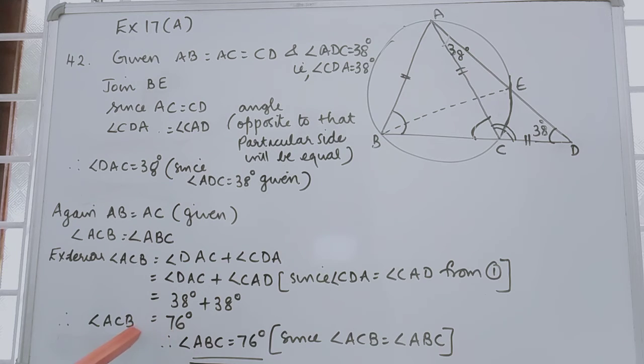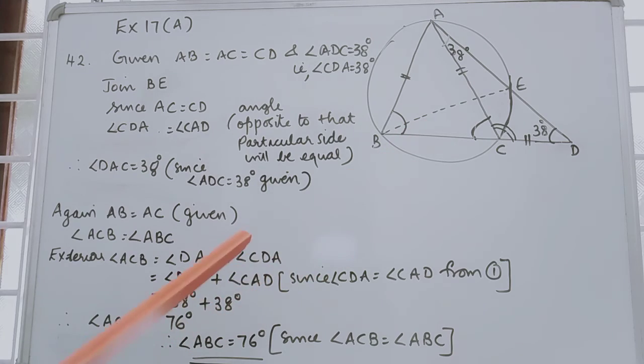Angle ACB is 76, so we can directly write angle ABC also as 76 degree. Why? Because these two sides are equal, so the angles opposite to those sides will be equal. AB is equal to AC, so we got angle ACB is equal to angle ABC. Now we got ACB as 76 degree, so angle ABC is also 76 degree. That is the first part.